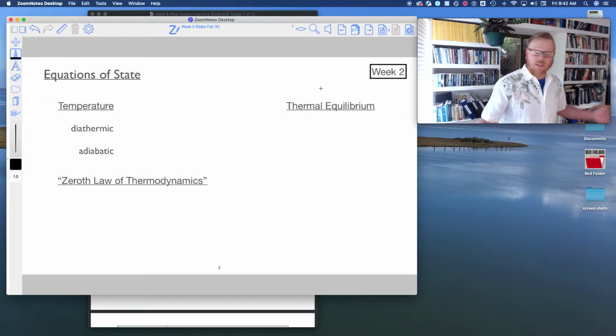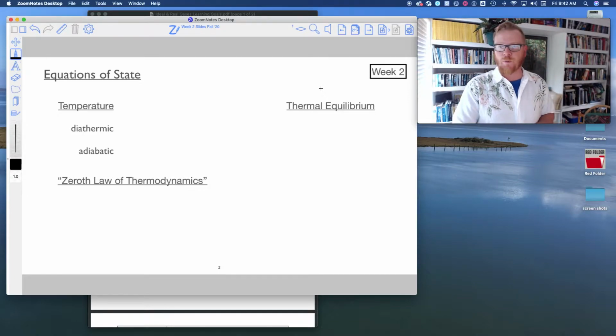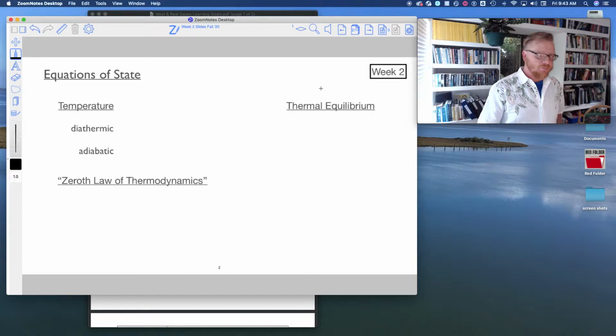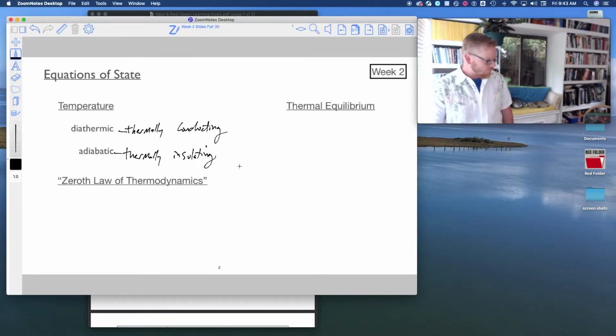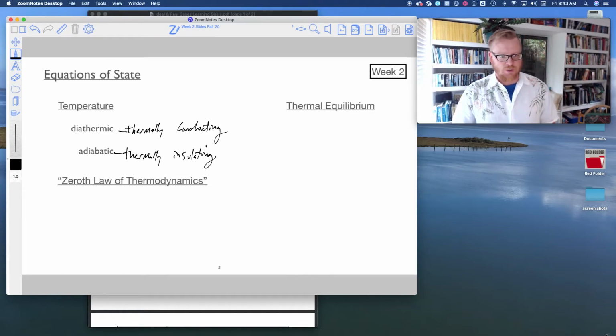Okay, so let's talk a little bit about temperature as another state variable that we can use in the equation of state. Two definitions with temperature that I want you to know: diathermic and adiabatic. Diathermic means thermally conducting, and adiabatic means thermally insulating. Okay, and I want you to get used to these terms.